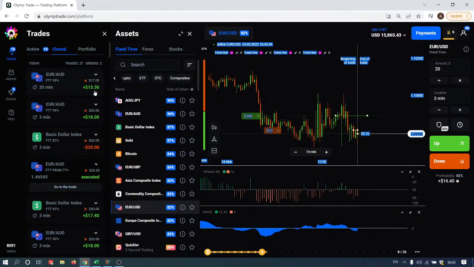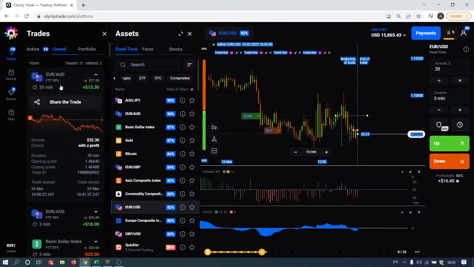And let's see how they will close. So far, I only have one trade. So the first trade actually on the euro against the Australian dollar.